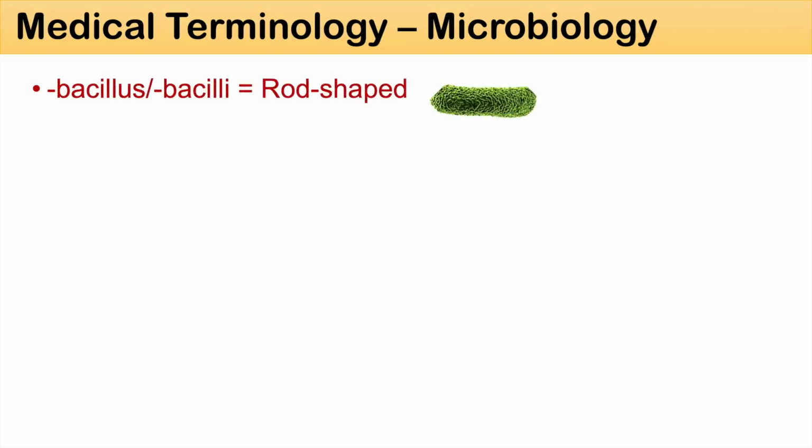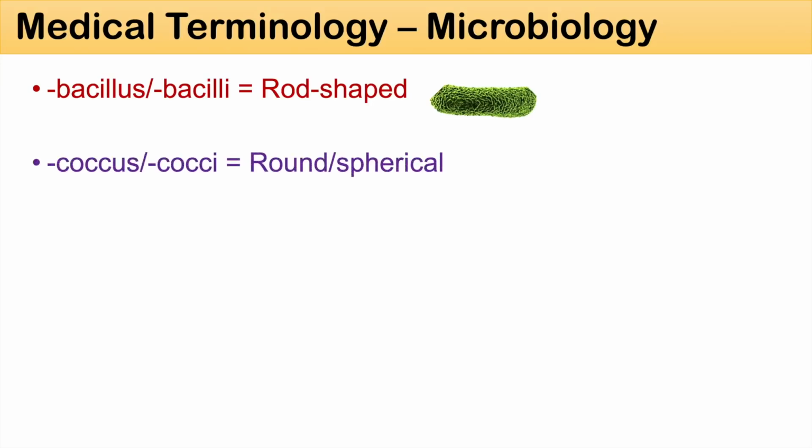So now that we've looked at prefixes that describe bacterial shapes, let's look at suffixes that describe their shape. Suffixes like the suffix bacillus and its plural form bacilli mean that the bacteria has a rod shape. So if we use that in the context of streptobacilli, bacilli again is rod shaped, and strepto means chain. So streptobacilli are rod-shaped bacteria in a chain. So that's how we use that when we put them together.